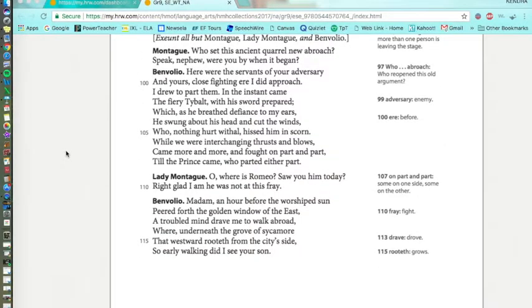Lady Montague says, "Oh, where is Romeo? Saw you him today? Right glad I am that he was not at this fray." So she's like, "Where's Romeo? Why wasn't he at the fight?" I mean, she's glad he wasn't at the fight, but she hasn't seen him all day.